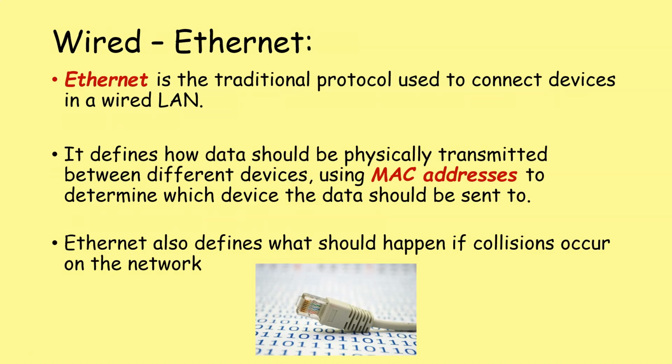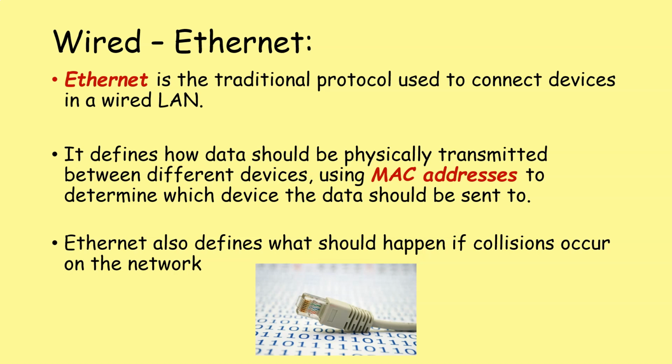Ethernet is the traditional protocol used to connect devices in a wired LAN. So that cable that you can stick into the back of the PC that we call an Ethernet cable is technically a CAT cable. Ethernet is the software protocol that is responsible for the rules that transmit the data across the cable. So Ethernet defines how data should be physically transmitted between different devices using MAC addresses to determine which device the data should be sent to.